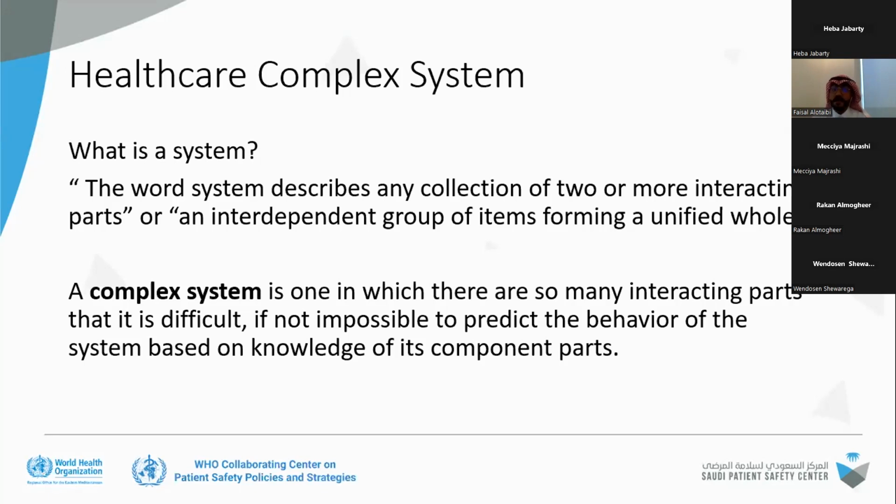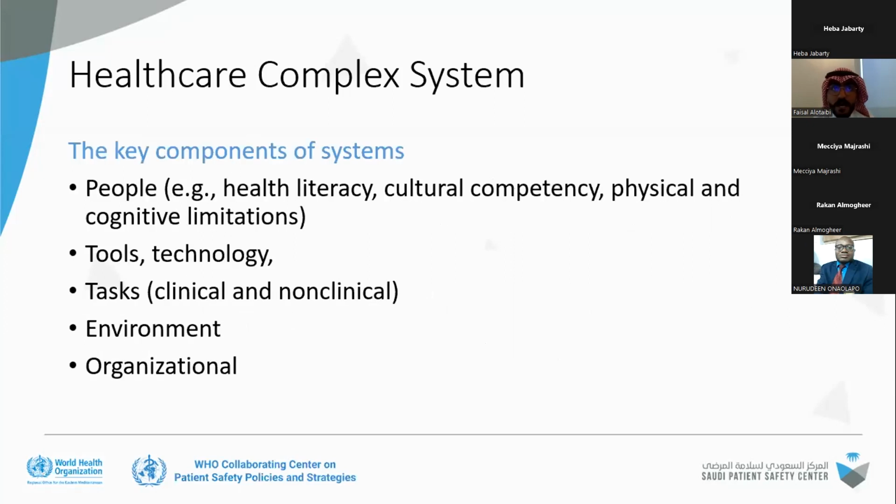So this makes the healthcare a complex system, and you should care about each element of the system and how it interacts with the other parts of the system, to avoid any mistake that will lead to a patient safety event and harm for our patient. So what are the key components of the system? As I explained, there are 5 major components of any system.